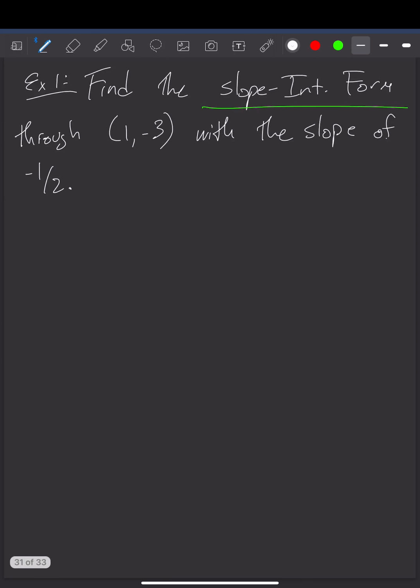So let's do a problem together. Let's say they're asking you, find the slope-intercept form through the point (1, -3) with the slope of -1/2. So let's put the pieces that we have, and let's try to figure out the pieces that we don't have. For the slope, we have -1/2. Cool. But what about the point? We do have a point, we only have one though. It's the point (1, -3).